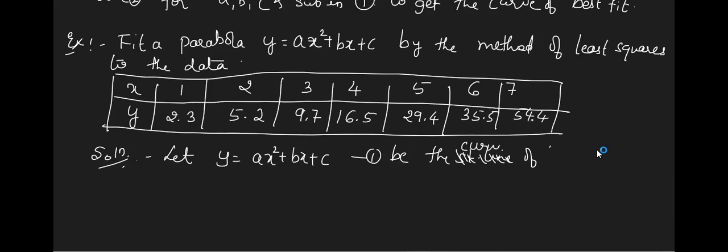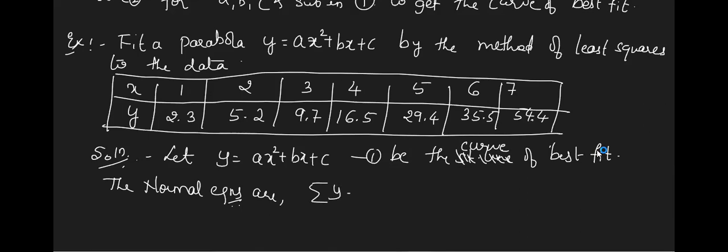Let it be the curve of a parabola, second degree, best fit. Yes, a second degree parabola, or you can say the curve of best fit. That will also do. So we are interested in getting a, b, c. What is the next step? We should write the normal equations. Tell me what they are.